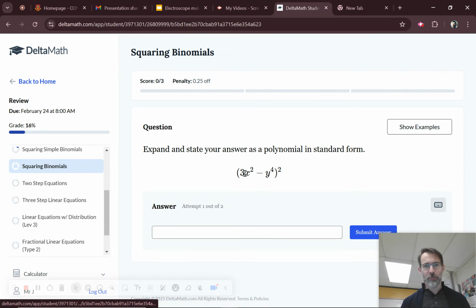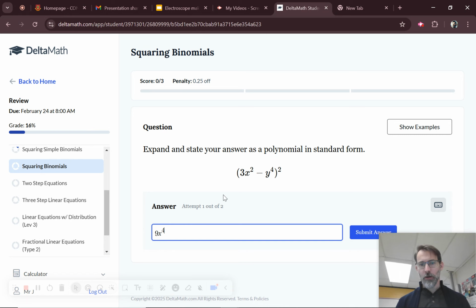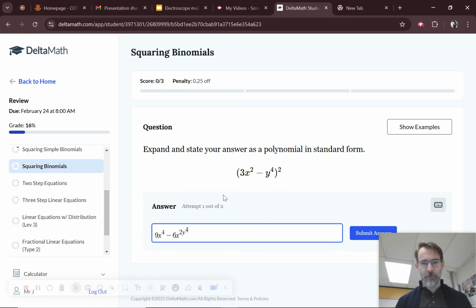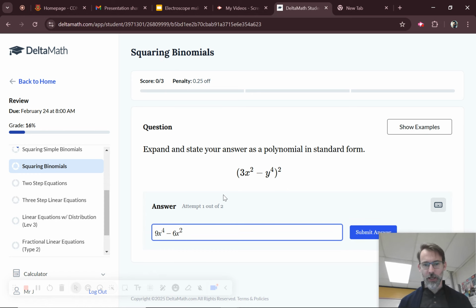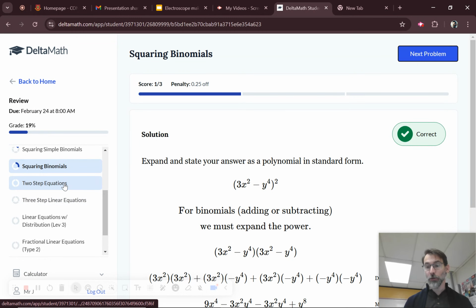Now squaring bigger binomials. So this one we just apply our exponent laws. This one is going to be 9x to the 4 minus 6x squared y to the 4. Oops. See how I wrote that in the wrong place? I have to go down. y to the 4 plus, go down again, y to the 8. Okay, this wants to get very fluent. You want to be able to do this very easily.